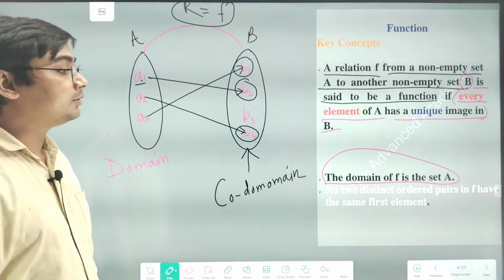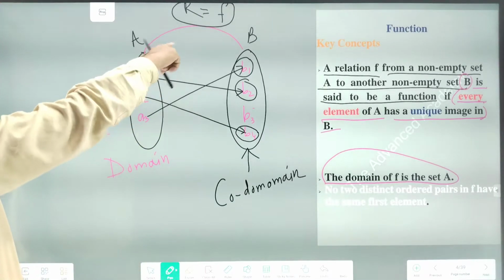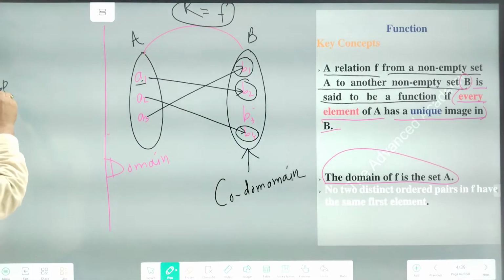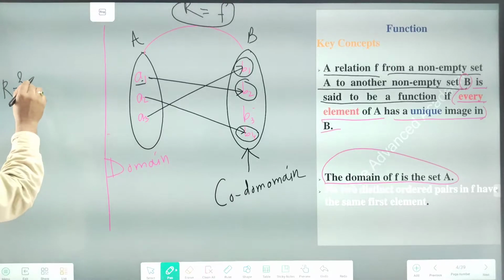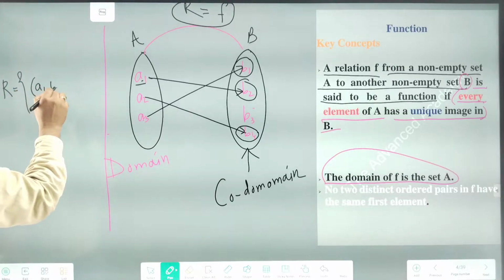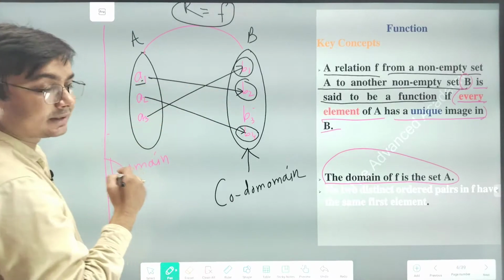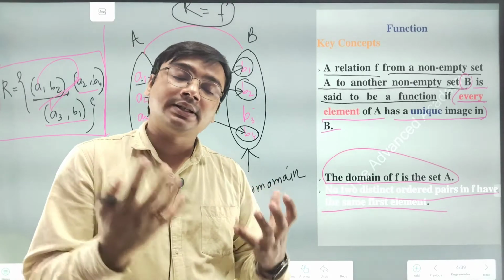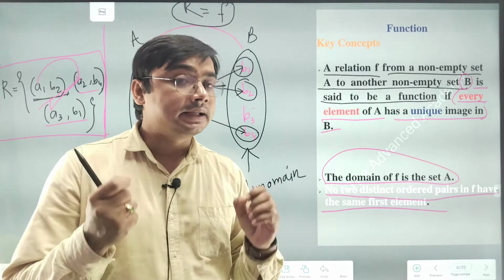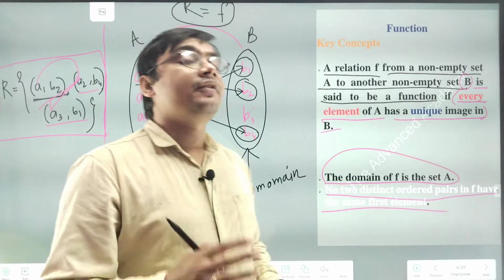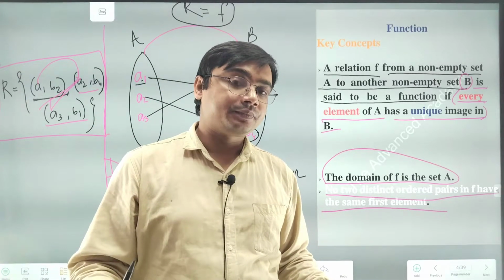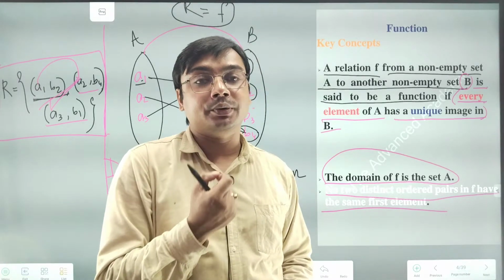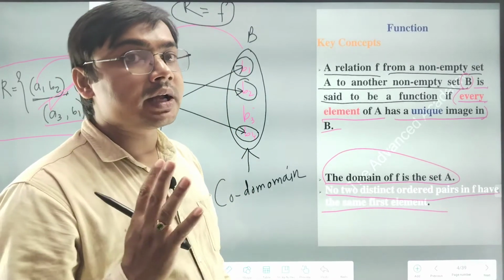Okay, now you see, in a function or relation, any relation we can write in roster form. How can we write this one: A1 is related to B2, so we will write it in roster form like this. Look, a function is just a collection of ordered pairs, and in those ordered pairs all the first components will be distinct. Yes, that means no two ordered pairs have the same first component in the case of a function.